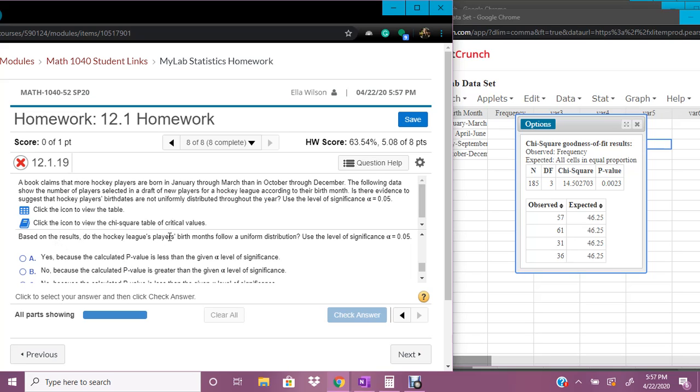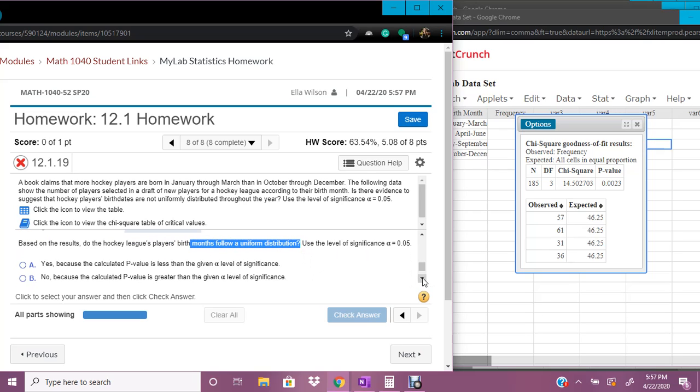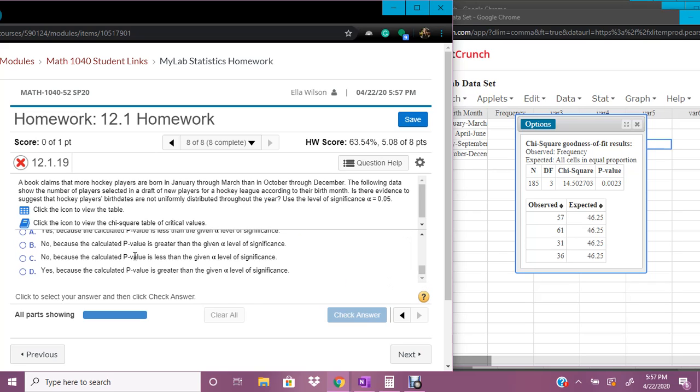So, do the hockey players' birth months follow a uniform distribution? This right here is what our null hypothesis was. That's just a longer way of saying our null hypothesis. And we said that we're going to reject it. So no, because the p-value is less than the level of significance. And that's all it is to that one.